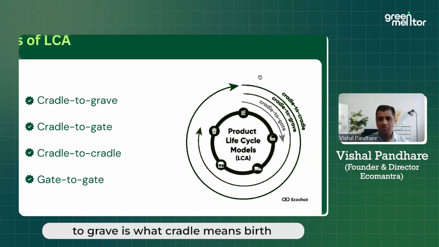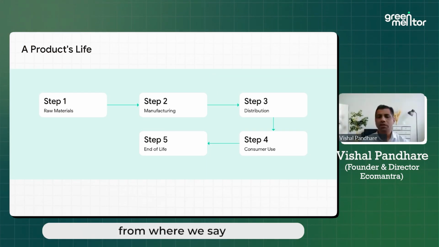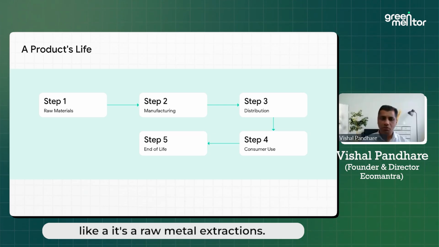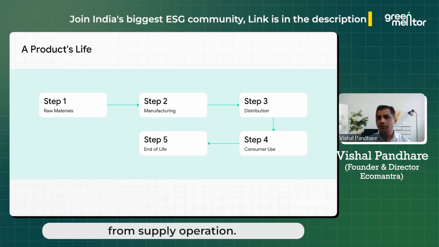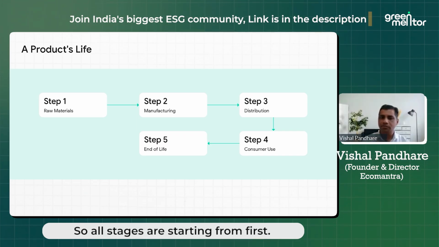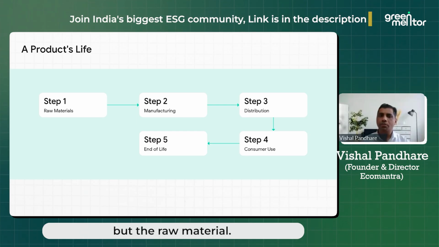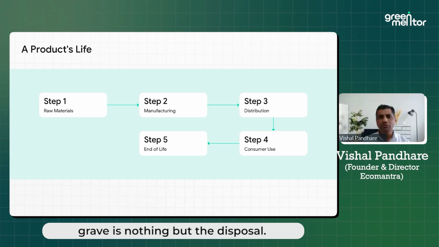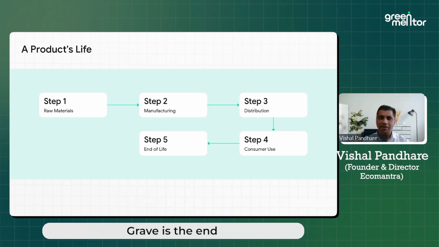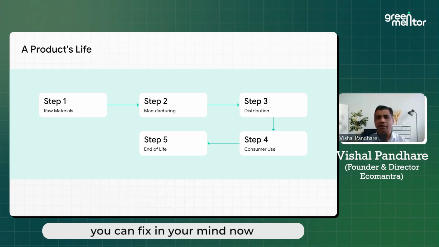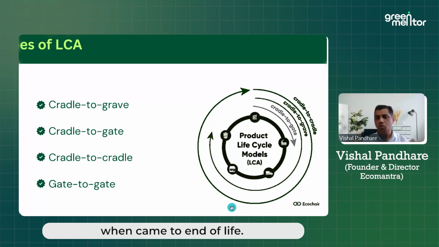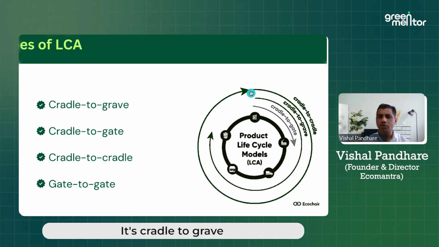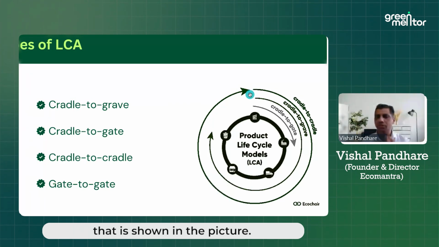Cradle means birth, from where we say raw material extraction, or from where the raw material is taken from supplier operation. Okay, that's the first stage. So all stages start from the first. Cradle is nothing but the raw material. Grave is nothing but the disposal, end of life. Grave is the end. You can fix that in your mind now. When the whole circle comes to the end of life, the fifth stage, it's cradle to grave. That is shown in the picture.